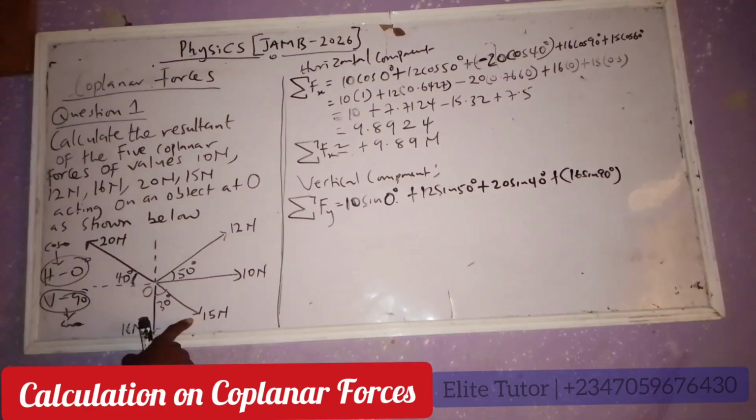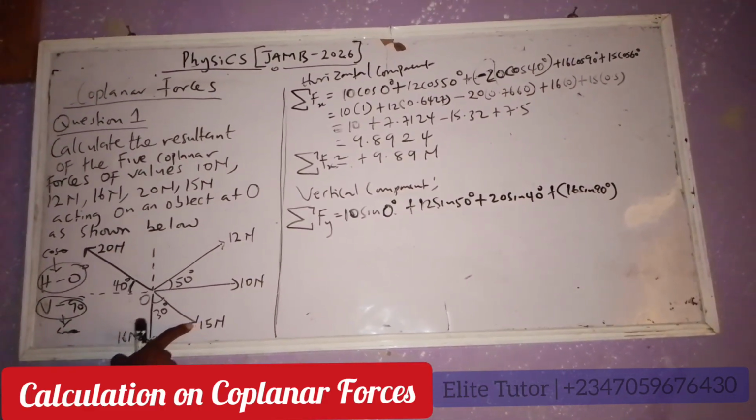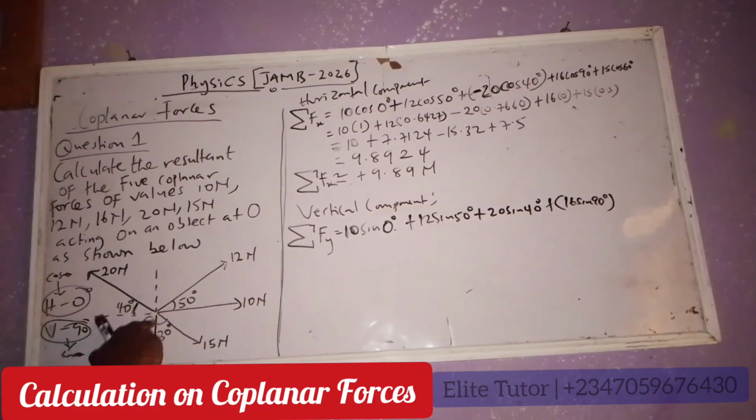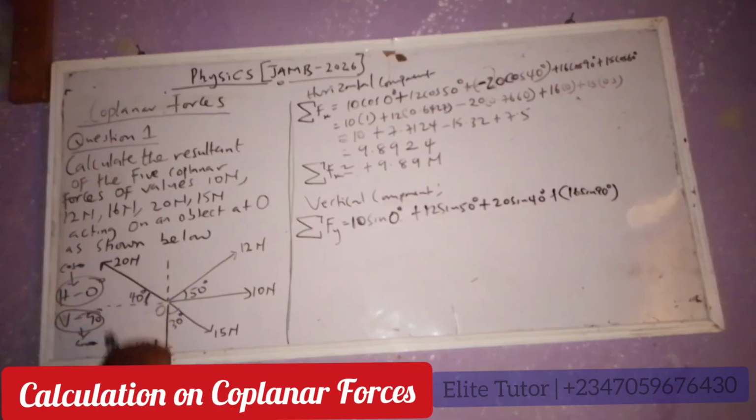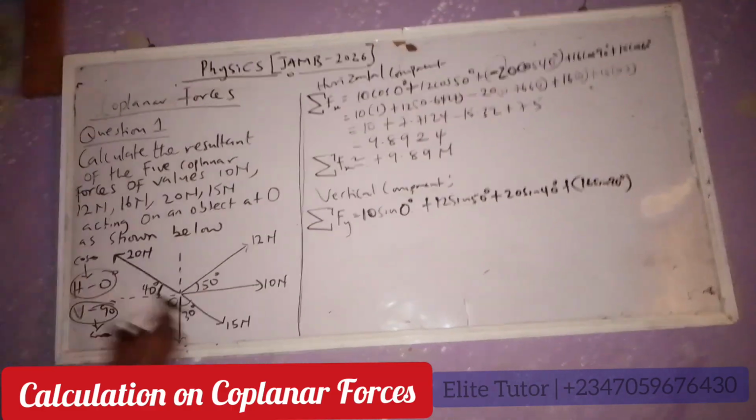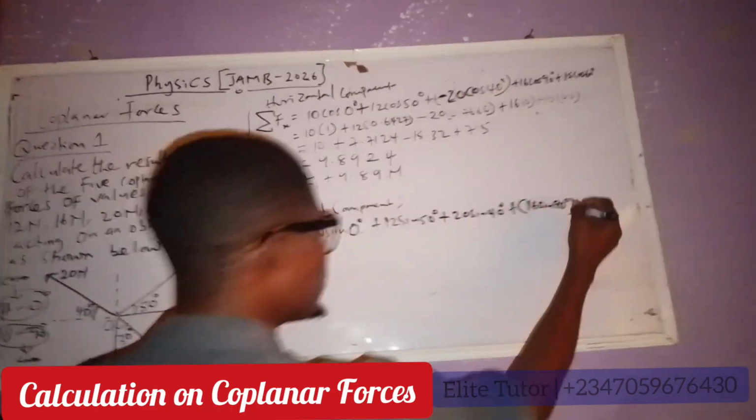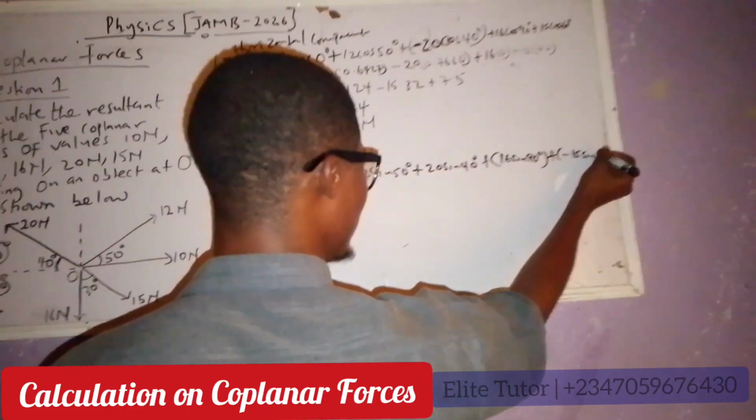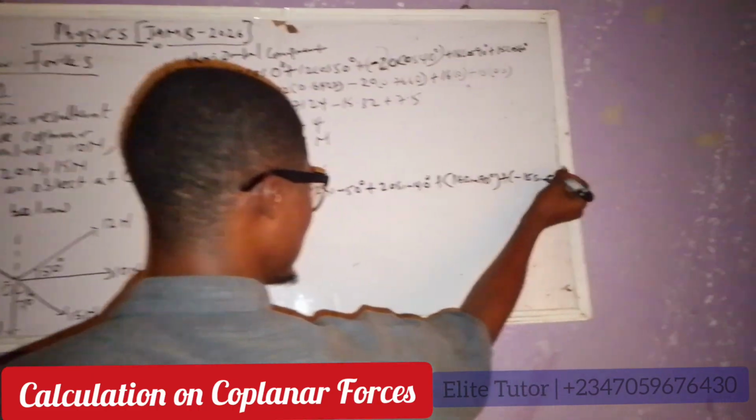So for the last part here, is it going to be positive or negative? It's going to be negative because the vertical line here is negative, so it's applicable. That'll be 15 plus into bracket minus 15 sine 60 degree.